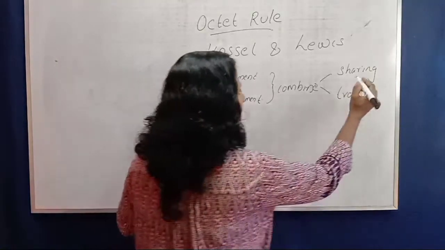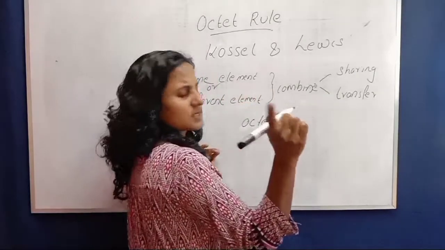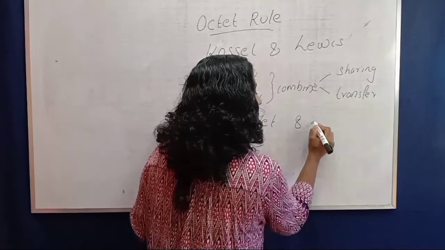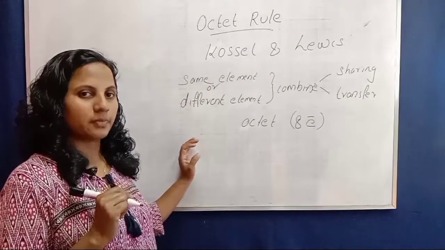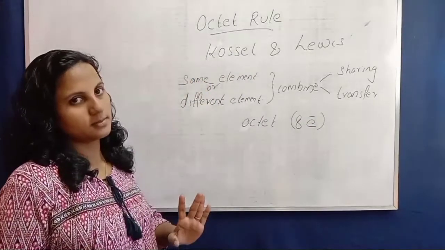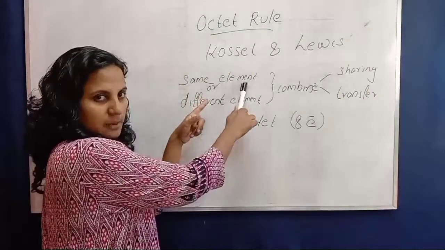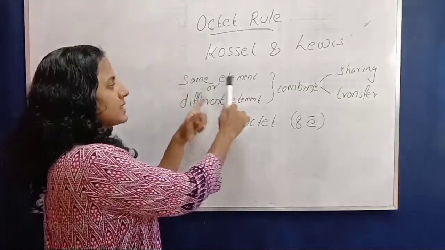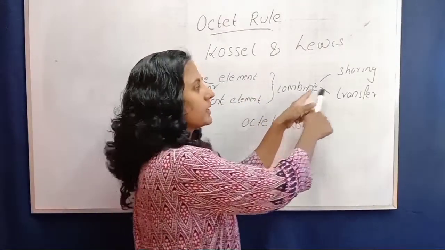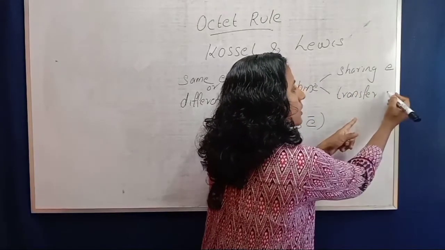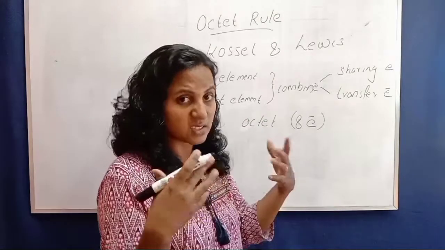To get an octet. What is meant by octet? As I have taught, that is 8. That is, for getting 8 electrons in its valence shell. This is what the octet rule says. Got everybody? Look, atoms of the same element or atoms of different elements combine by sharing of electrons or transfer of electrons.